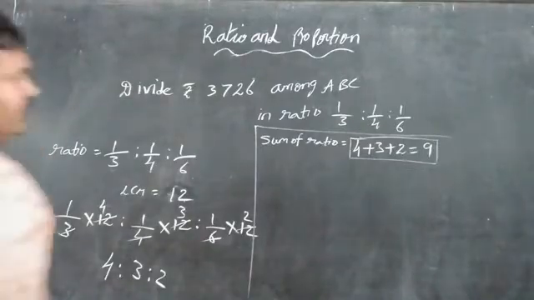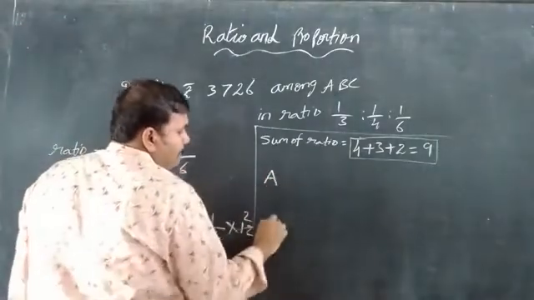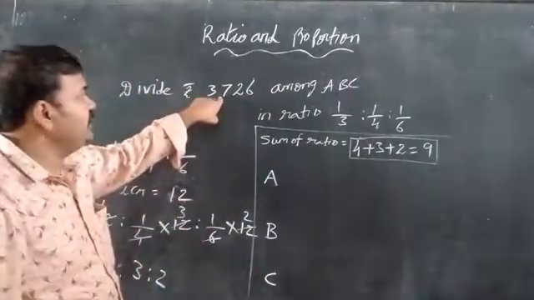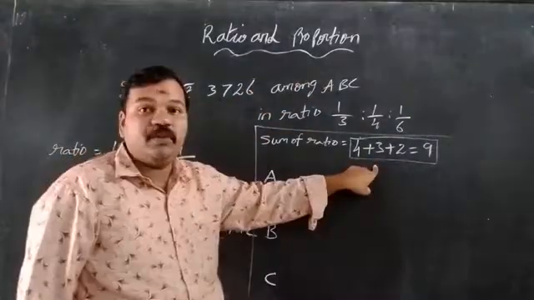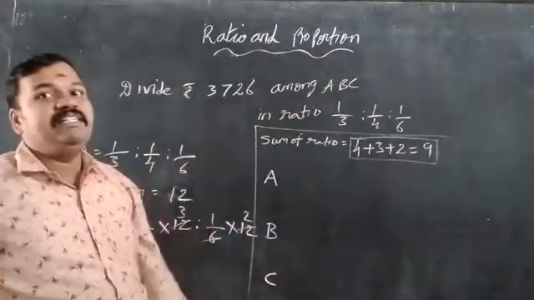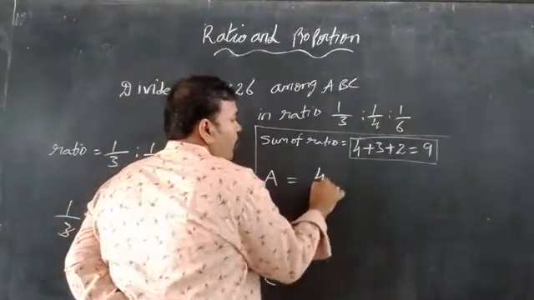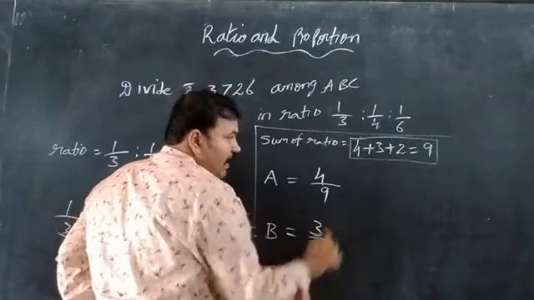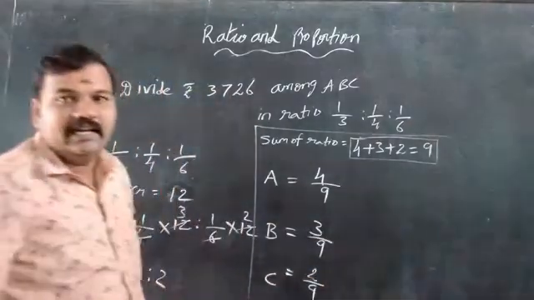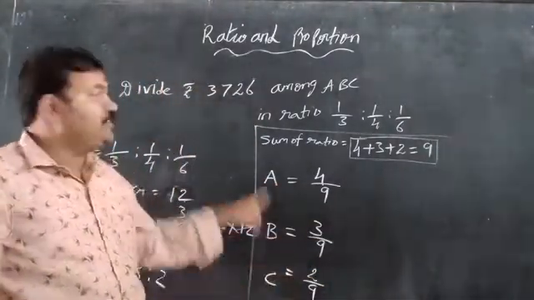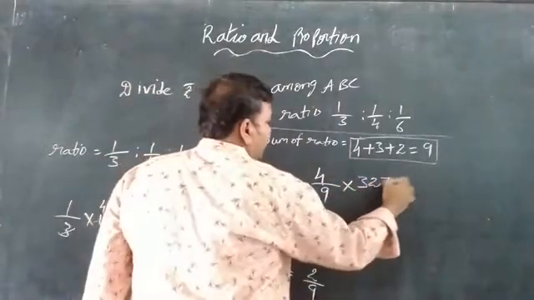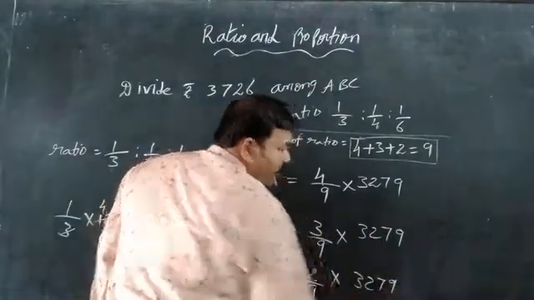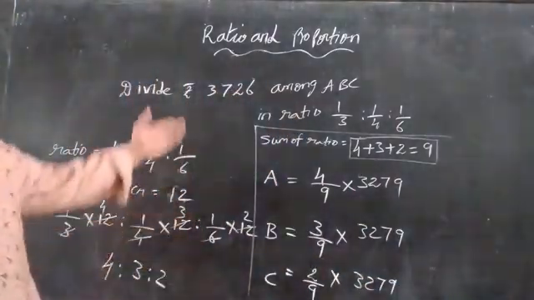Taking out A, B, C at once, we have to divide 3,279 in this ratio. You already know this from class 6 and 7, that's why I am saying it fast. A part is 4 by 9, B part is 3 by 9, C part is 2 by 9. A part, B part, C part each multiplied by 3,279. This 3,279 is in rupees that we have to share.